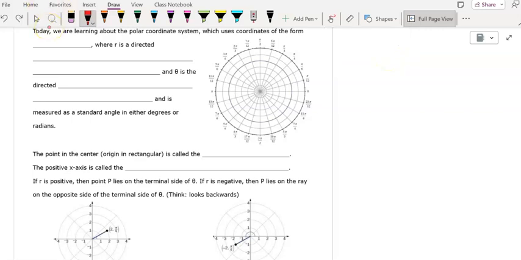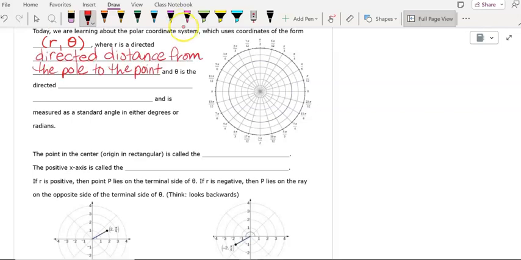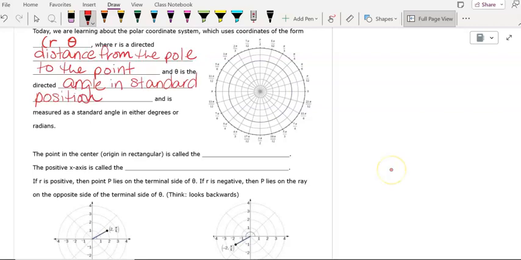So instead of using an x and a y, we're going to set it up as r and theta, okay? r is a directed distance from the pole to the point. Again, it is a directed distance from the pole to the point. And theta is going to be the directed angle in standard position, and is measured as a standard angle in either degrees or radians.